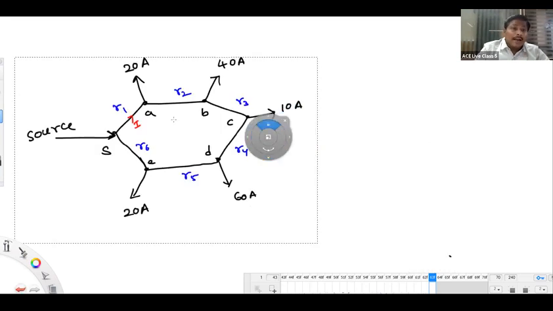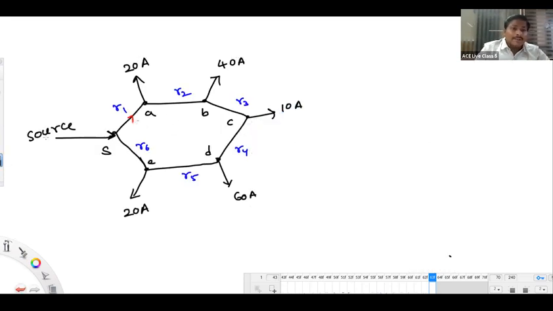And I am saying that this current I is like 80 amperes. I got the current I as 80 amperes. Tell me please. 80 amperes is entering into A, 20 drawn. Remaining current how much? 60 will flow here. 60 entering into B, 40 drawn. Remaining how much? 20 amperes will enter into this one.